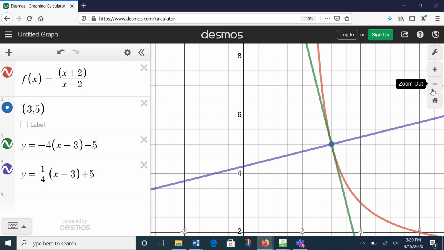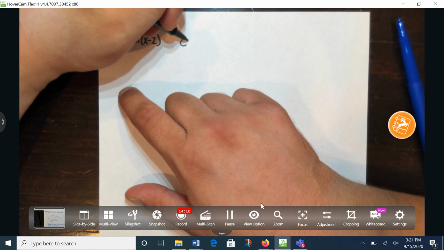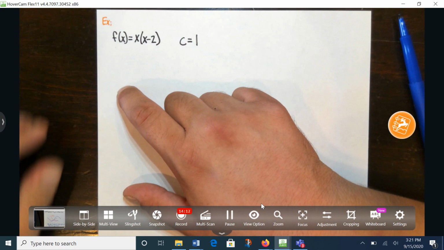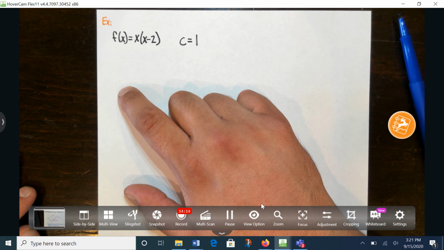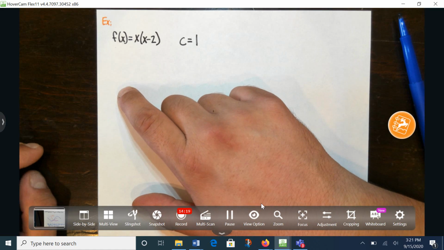Let's go over one more example here. And here we have f of x equals x times (x minus 2). And let's say that we wanted to find our c value at c equals 1. Yeah, we'll do it 1.